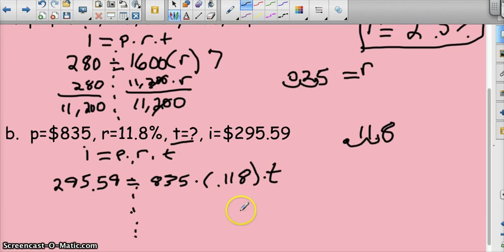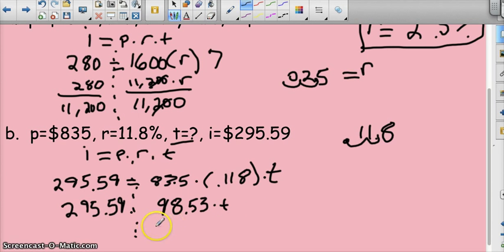So in solving this, the first thing I'm going to do is multiply the 835 and the 0.118 together because they're on the same side, and it's all multiplication on the right hand side, so that makes it legal. 835 times 0.118 ends up being 98.53. That's where I'm getting this 98.53 on the right hand side by multiplying these two together. So we get 98.53 times T ends up equaling 295.59. And at this point in time, we're going to solve for the T.